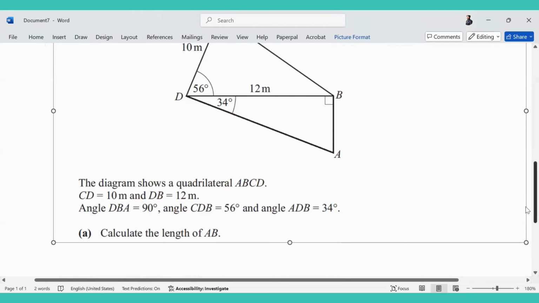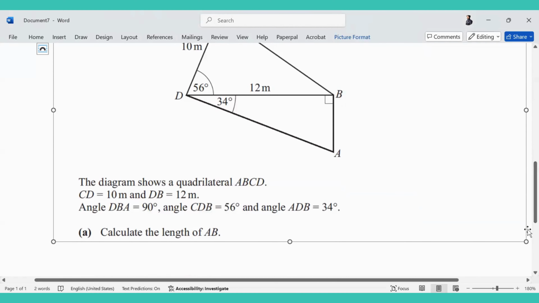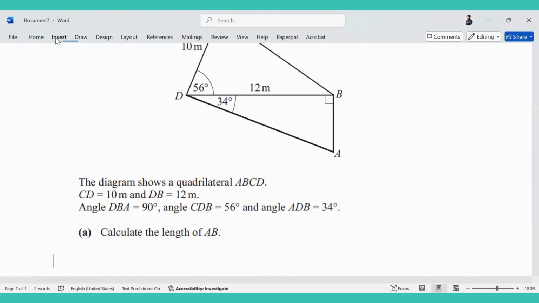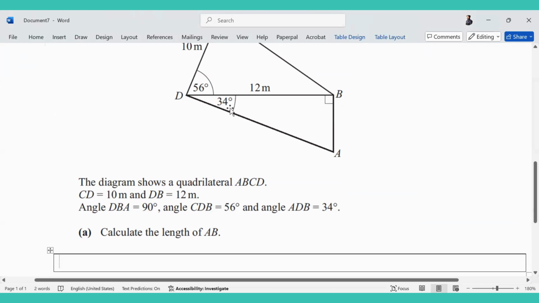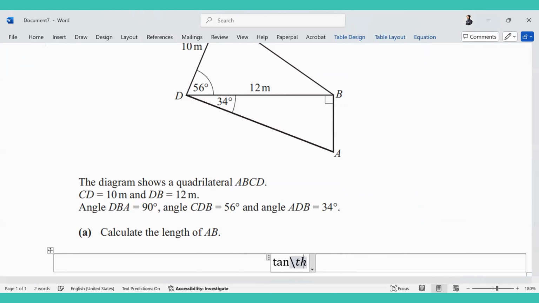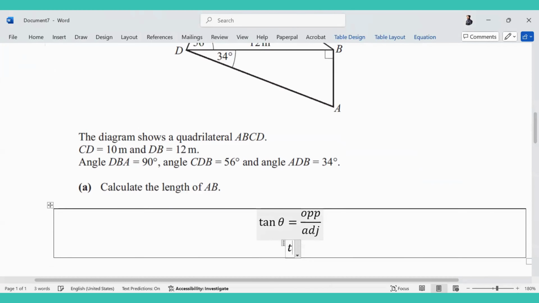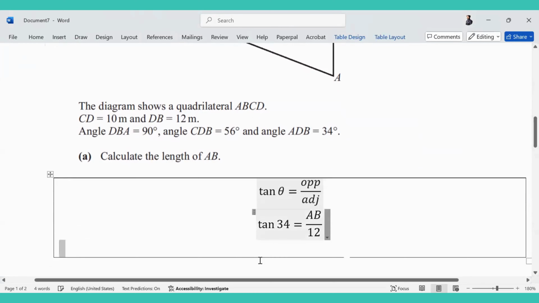It is a right angle triangle, so I do not need anything but SOHCAHTOA or Pythagoras theorem. So I will be applying, as per the angle, I need the opposite of 34. I know the adjacent, so I'll be applying tan. Tan theta is opposite upon adjacent. So tan of 34, opposite is AB, adjacent is 12. So AB is 12 tan 34, that is the value of AB.